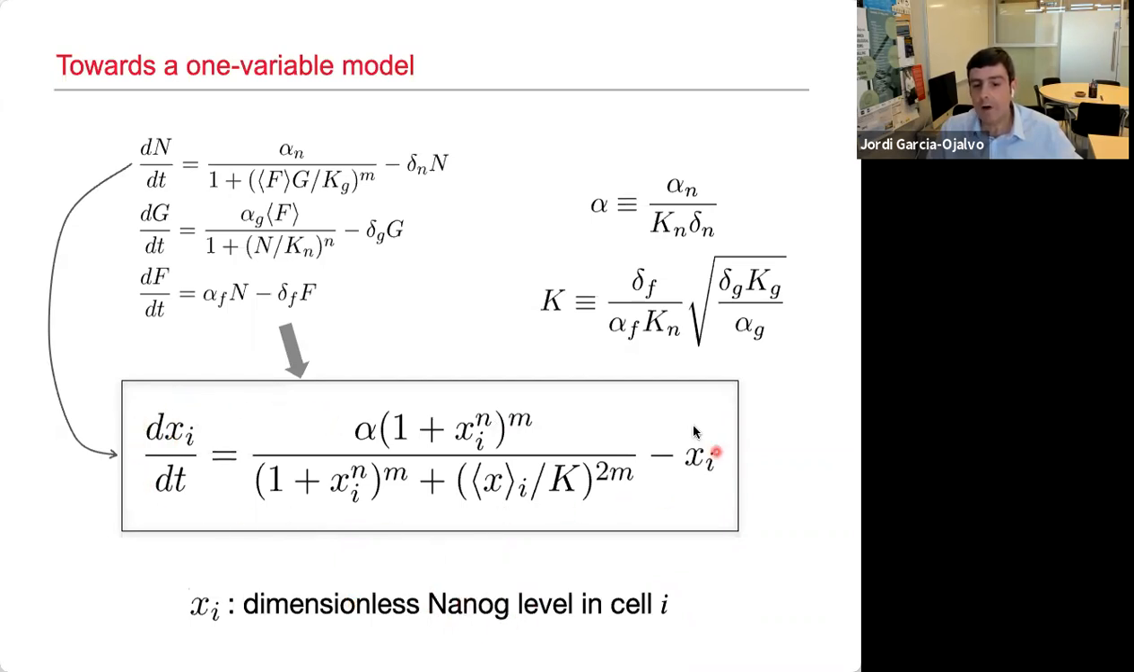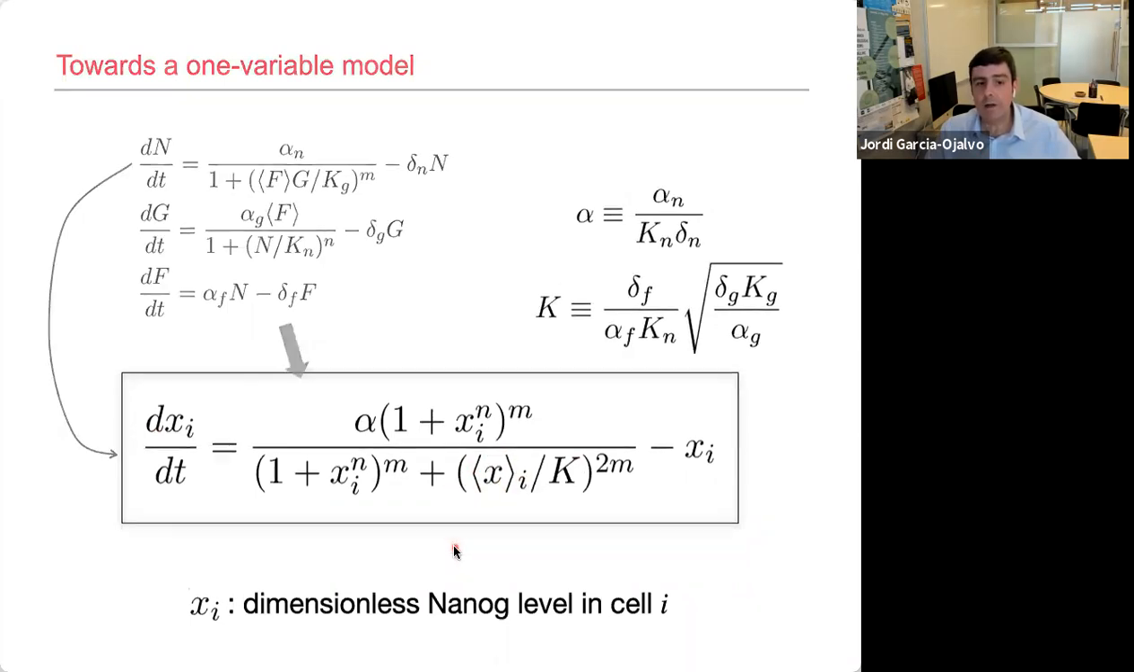So now I have only one equation for this protein per cell. This index here represents an index for the different cells in the embryo, okay? So now I have one equation per cell, and this equation contains the dynamics, the behavior of NANOG as a function of GATA6 and FGF in an indirect manner through this average here. This is the average of our neighbors, okay?